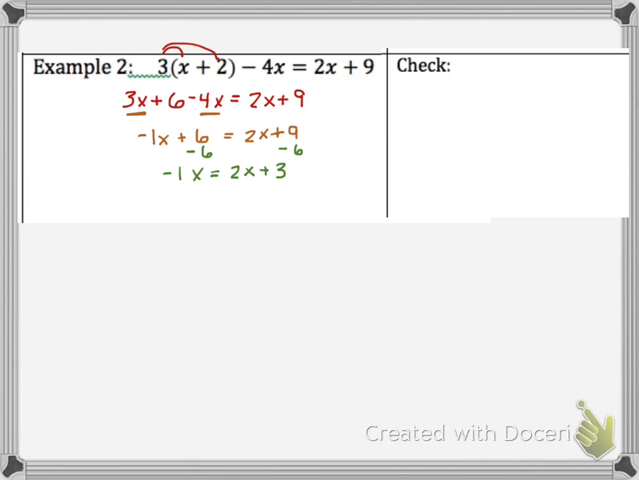And then I want to move my variable terms to the same side. So I'm going to subtract 2x off the right. And of course, then 2x off the left to keep it equal. That's that ALE. And that's going to give me a -3x on the left and 3 on the right.